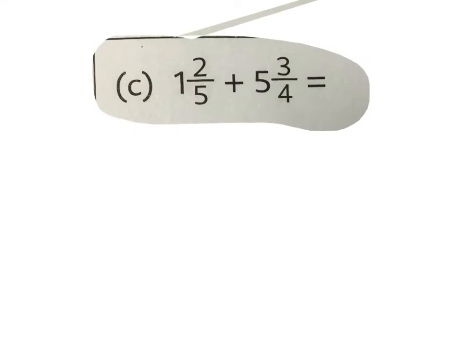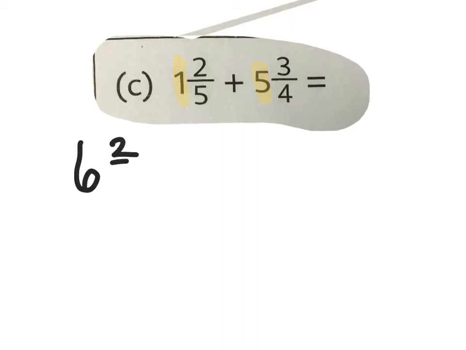Another one. Let me change my color, though. Let's change it to blue. And highlighting, I guess we have to have the same color. Okay, so first step is to add the whole numbers, 1 and 5. So 1 plus 5 equals 6.